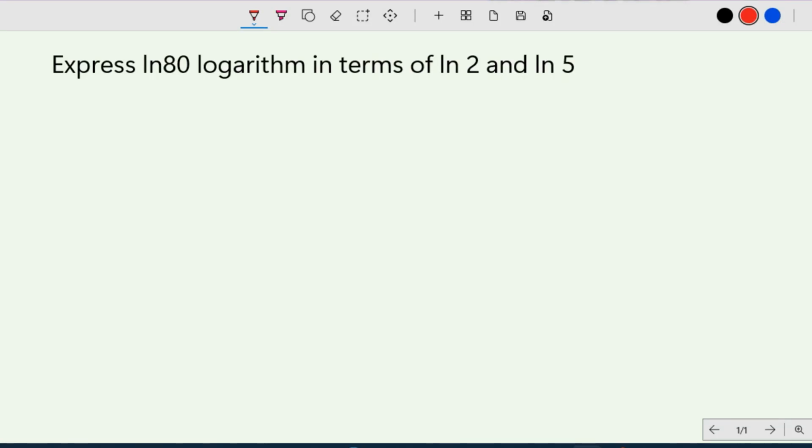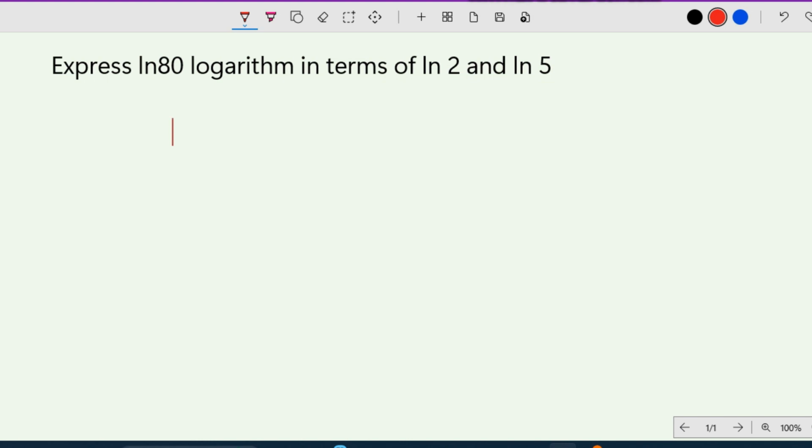Friends, today we are going to solve a question of logarithm. The question states: express ln80 in terms of ln2 and ln5. So as you know, ln means logarithm, so we have to express logarithm 80 in terms of logarithm 2 and logarithm 5. So let's get started. First we have to write ln80.